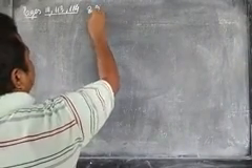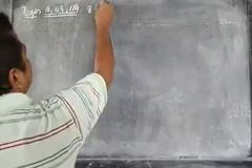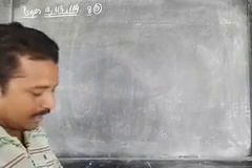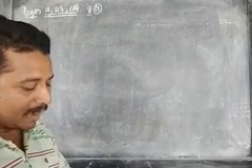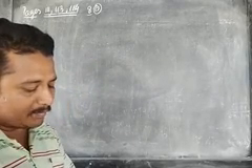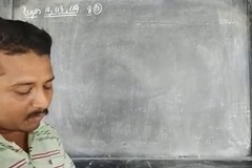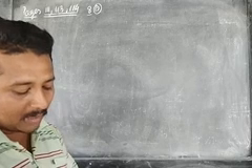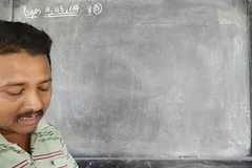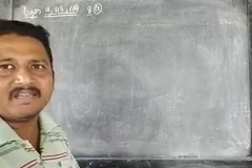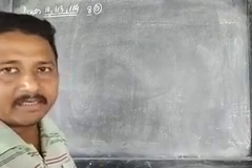Exercise 8B. These 3 pages, whatever are there, I regard them as homework for you, my dear students. Now, 8B question number 1. A man whose income is rupees 576 a year spends 432 a year. What percentage of his income does he save? It is not increase or decrease. It's just a very simple percentage question.